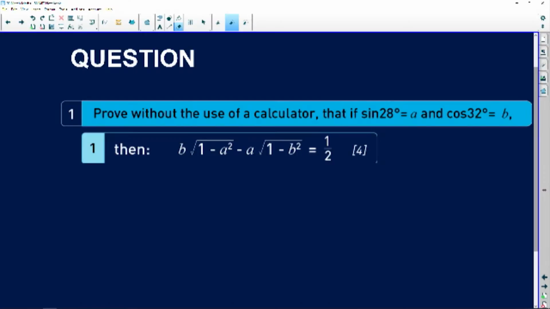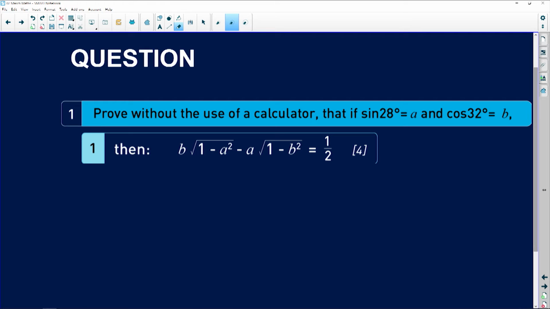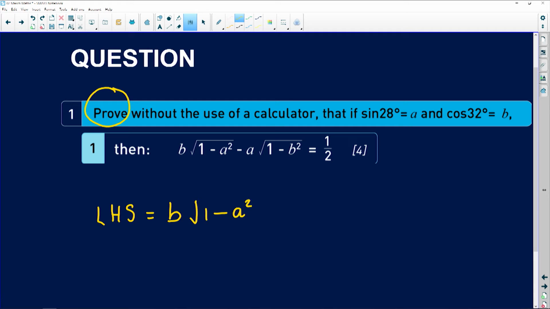All right, cool. So what I'm going to do is say, okay, fine. On the left-hand side, I have here in my question B and the square root of whatever is going on there. So I'm going to start my proof, because we need to prove. Every time we do proof questions, always start by taking one side and trying to simplify it until it looks like the other side. So the left-hand side was given to us as B multiplied by the square root of 1 minus A squared, minus A multiplied by the square root of 1 minus B squared. This is what is on the left-hand side, and we need to show that this is actually as good as half.